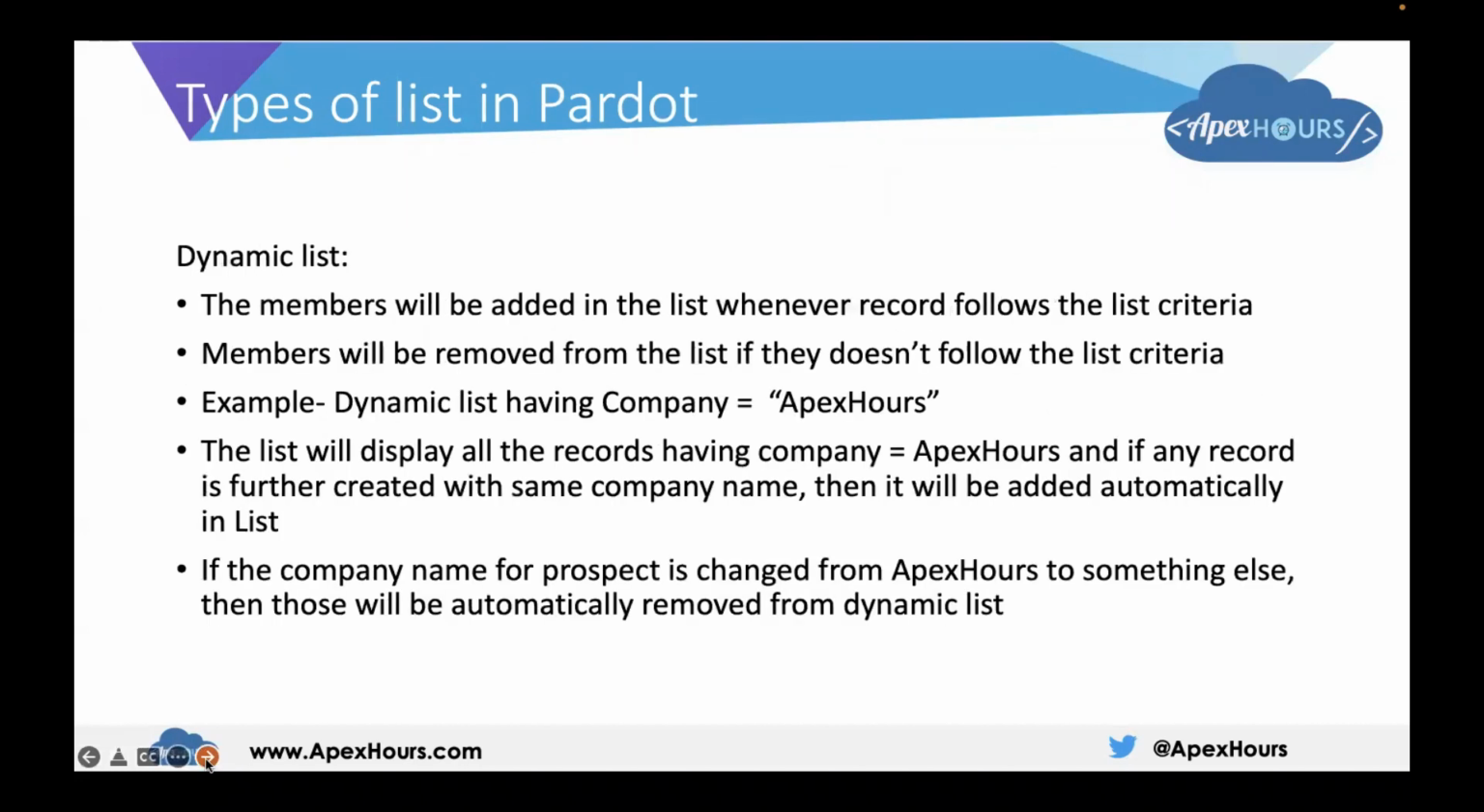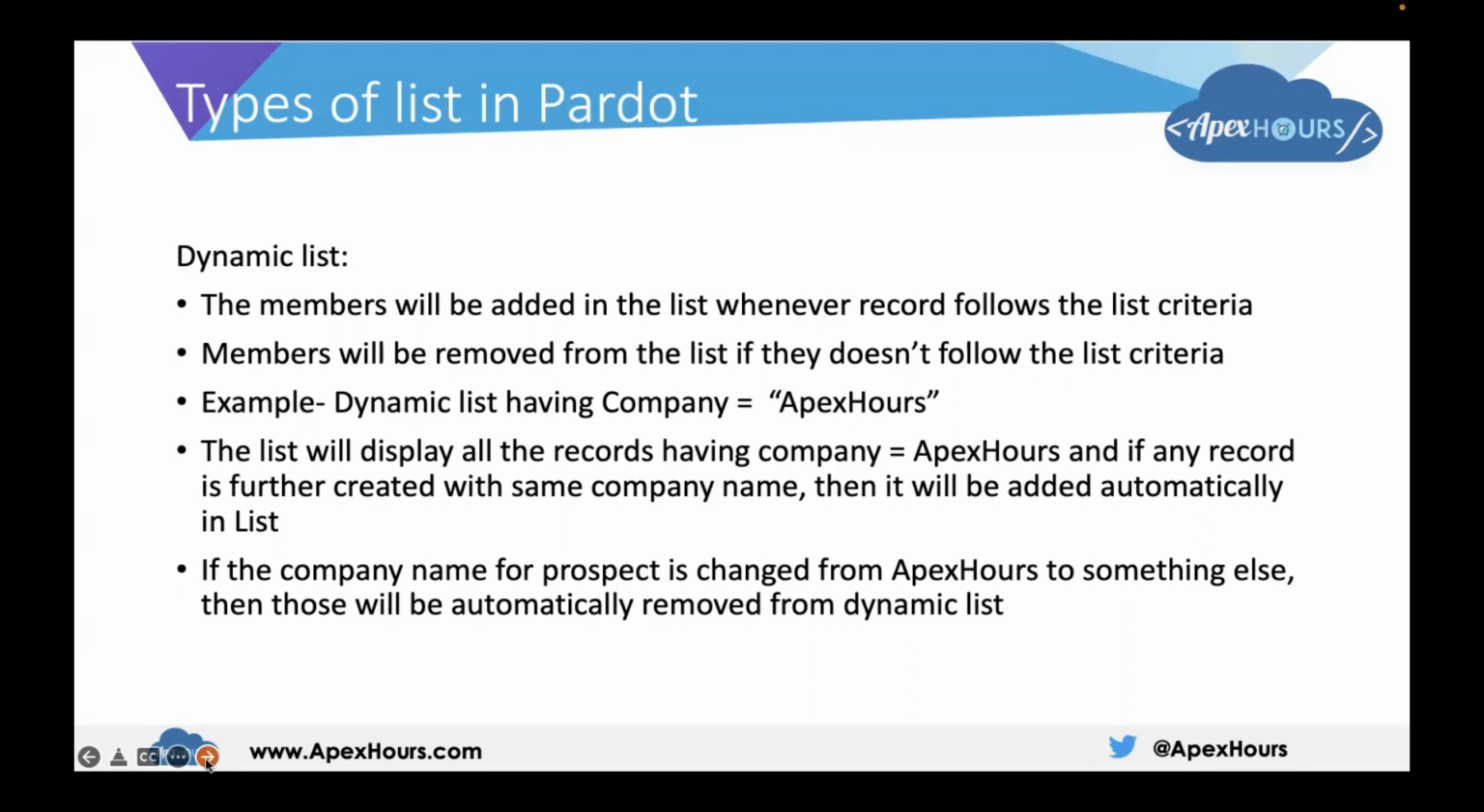So next is dynamic list. In the dynamic list, the members in the list will be automatically added if they follow the list criteria. In addition to the static list, in the dynamic list there is an ability to select a filter or criteria, and based on that criteria, prospects will be automatically added into the list if they follow the criteria.